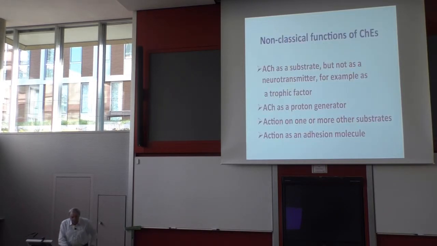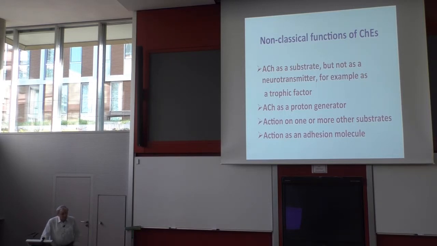So now, I said the main function is usually believed to be termination of transmission at cholinergic synapses, but we have what are called non-classical functions of AChE, whether real or conjectured. So A, we have acetylcholine as a substrate, but not as a neurotransmitter. For example, what you might call a trophic factor, that it in some way changes innervation or denervation or some other functional entity in the nervous system.